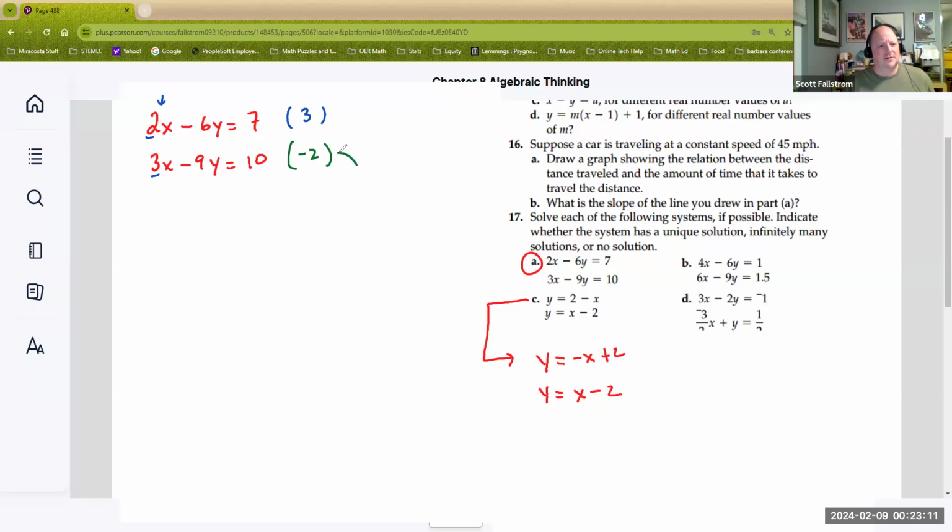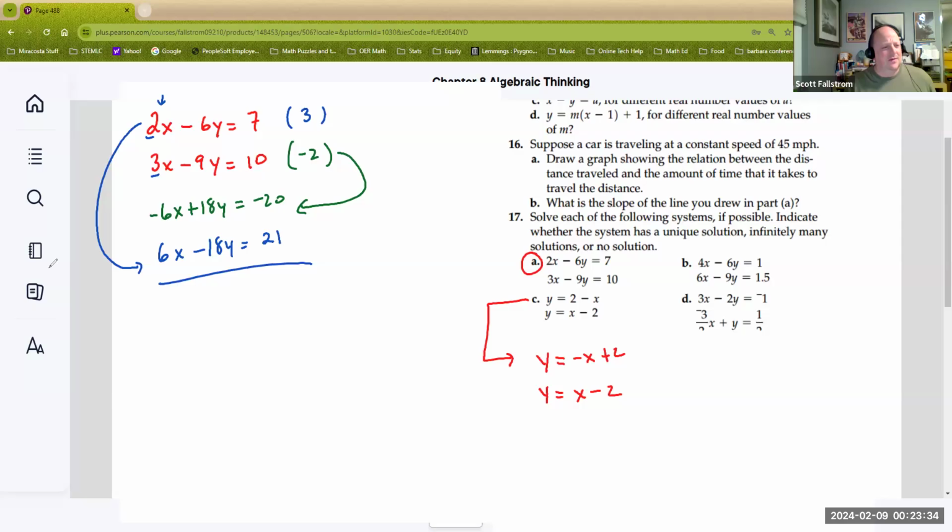Okay, so let's see here. -2 will go right there. -2 times 3 would be -6x. -2 here would be plus 18y equals -20. All right. Now bring this one down, multiply by 3. So I end up with 6x minus 18y equals 21.